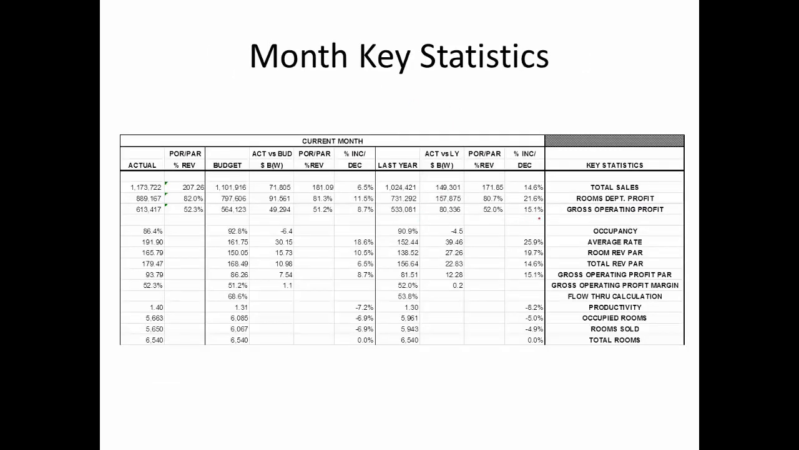Highlighting down into it, the key stats that we just reviewed is where you can find the metrics we've gone over. You can see your gross operating profit, you can see your gross operating profit margin, occupancy, average rate, and your room RevPAR.